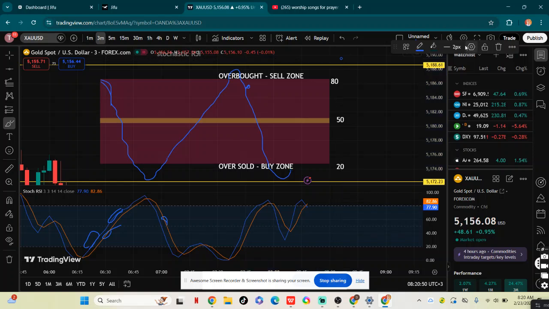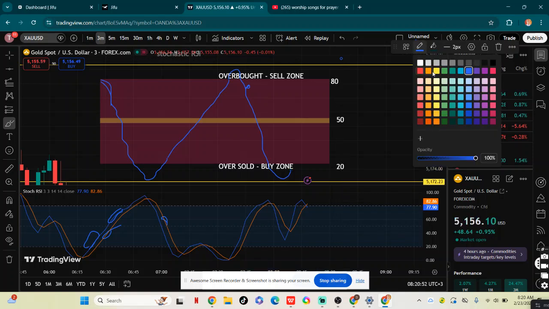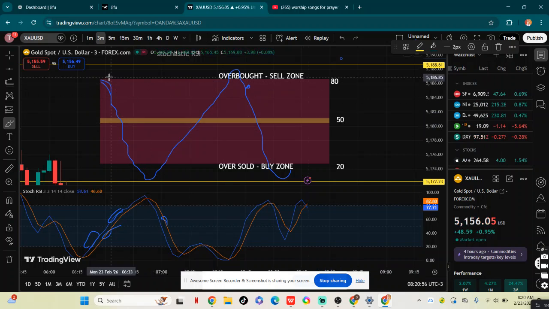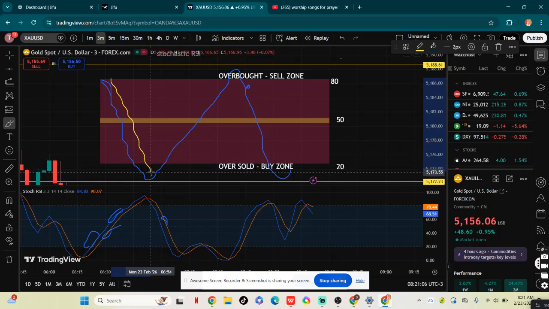The other line also gives us confirmation, because these two lines have to work together. When this one is on this side, it means those are sellers. They are pushing down the price. When they meet at a level like this, they cross each other. After crossing, it means they are changing direction. So the only confirmation that this is a nice time to buy is when they enter at 20. Once they enter at 20, you can see that is a very clean buy all the way.